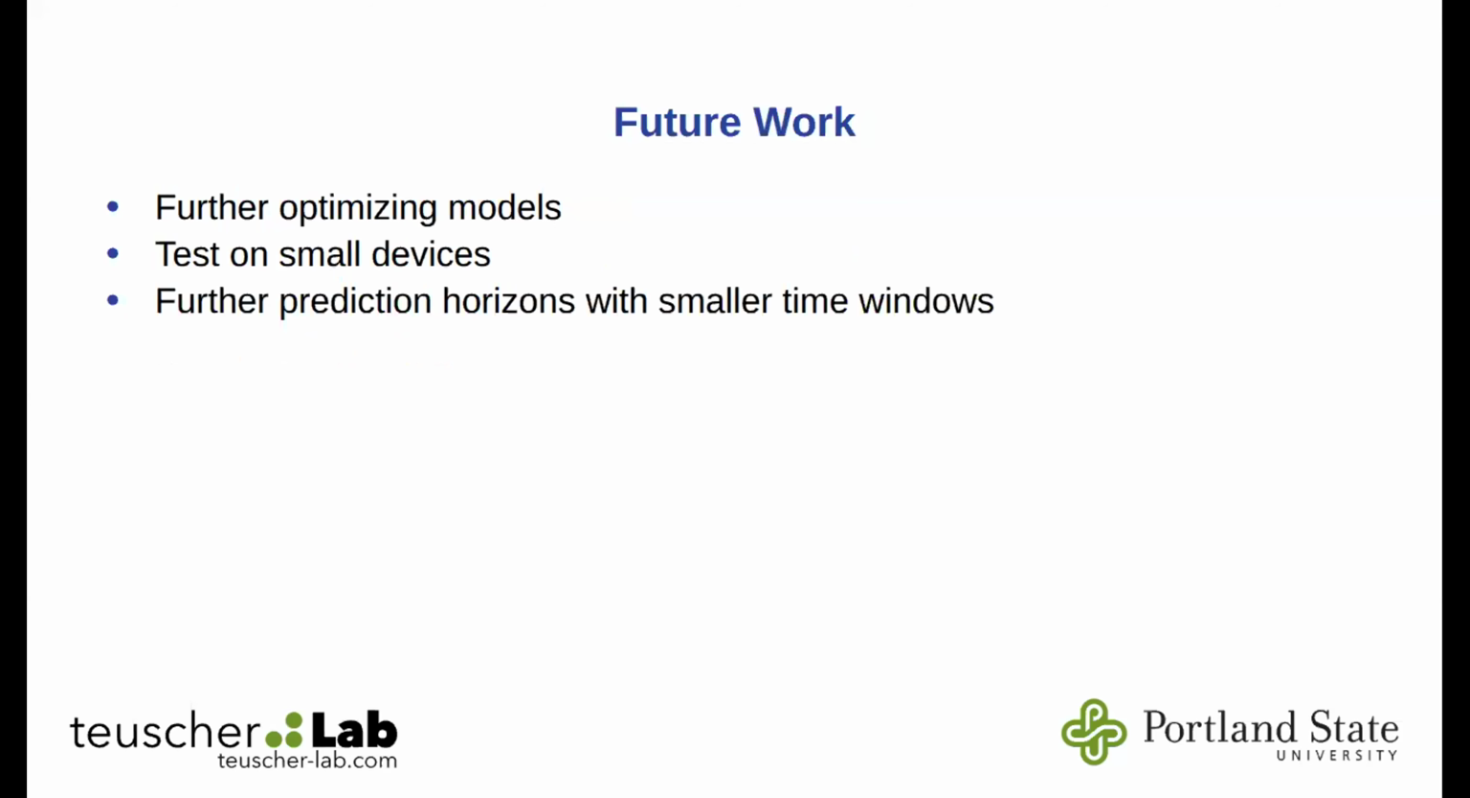Some potential future work is further optimizing and improving my network models, implementing the network on a Raspberry Pi using a neuromorphic chip, and exploring further prediction horizons with smaller time windows. So rather than having 1 hour of readings fed into the network to predict 30 minutes ahead, maybe 15-minute windows to predict an hour ahead.